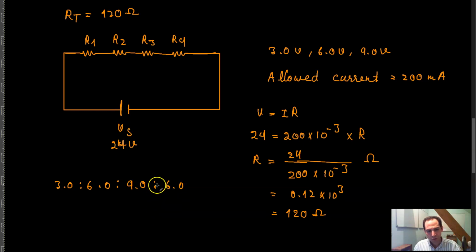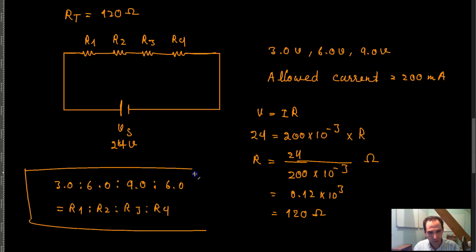So that means the resistors have to be in the exact same ratio, 3 to 6 to 9 to 6, R1 to R2 to R3 to R4, so that you get 3 volts on R1, 6 volts on R2, 9 volts on R3, and eventually 6 volts on R4. So this ratio has to be there.